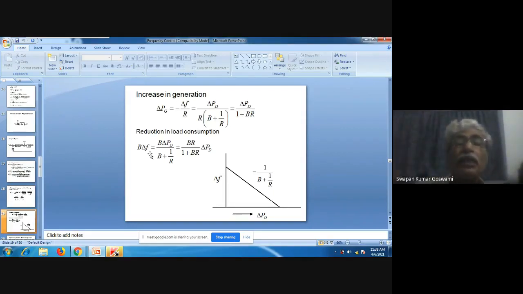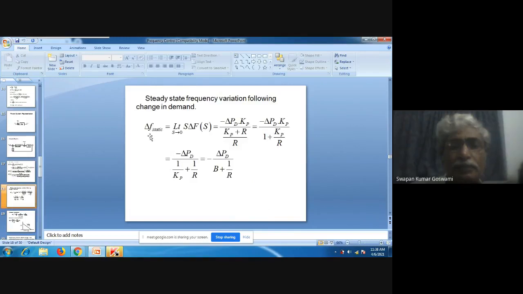Now let us see the performance of the speed governing mechanism, how the speed governing mechanism functions in the system. That can be explained by seeing this expression, delta Pg and B delta F. The final expression is that delta Pg is delta F by minus 1 upon R. And finally, this is the variation in frequency. Steady state frequency change is given by minus delta Pd by B plus 1 upon R.